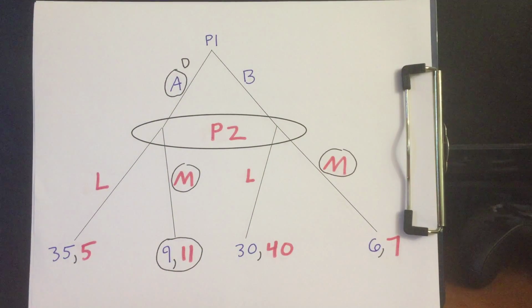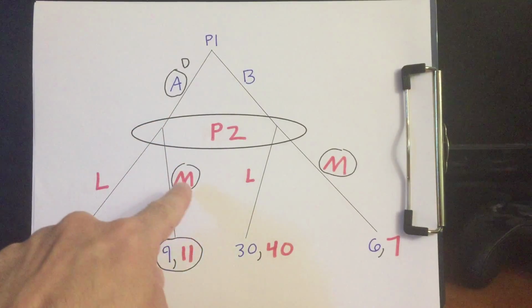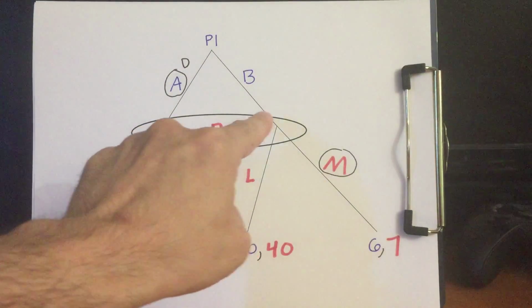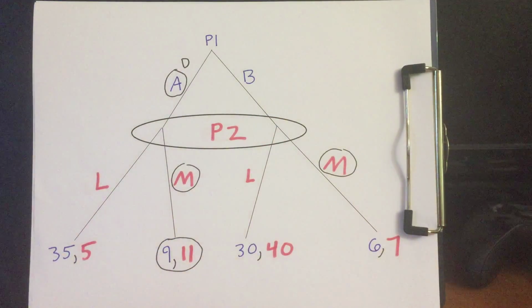Now player 2 doesn't have a dominant strategy because if player 2 somehow knew she was here, she'd prefer M to L. And if player 2 somehow knew she was here, she would prefer L to M. So player 2 will say, I can't on my own decide what to do. I can't decide what to do just looking at my payoffs. When you have a dominant strategy, that means you can decide what to do looking at just your own payoffs.